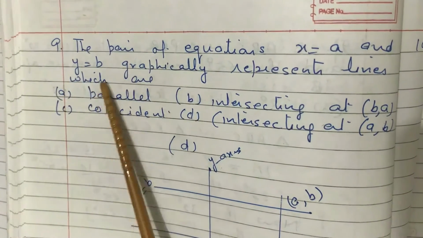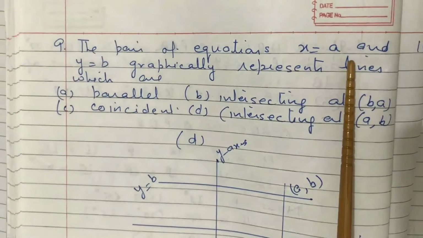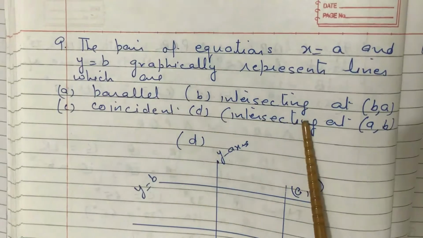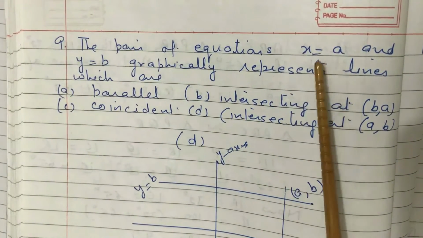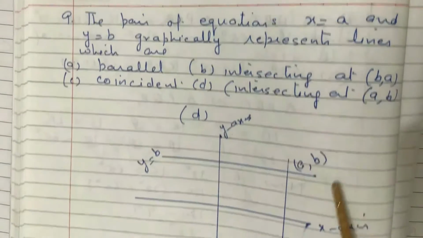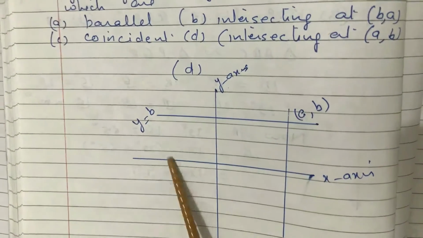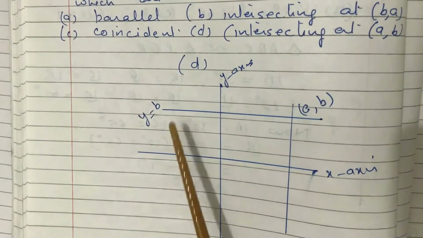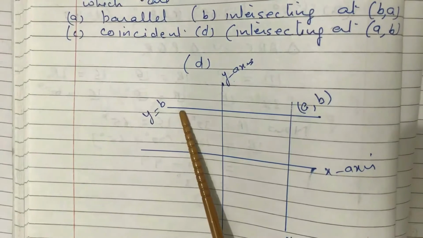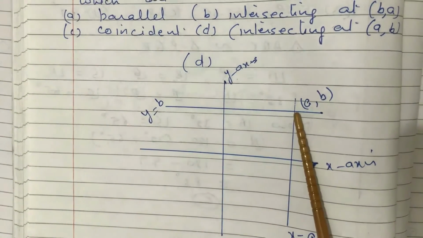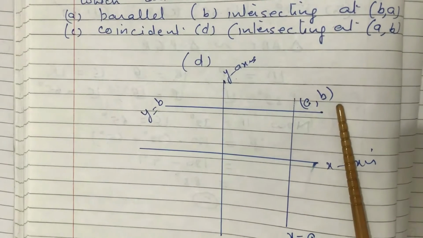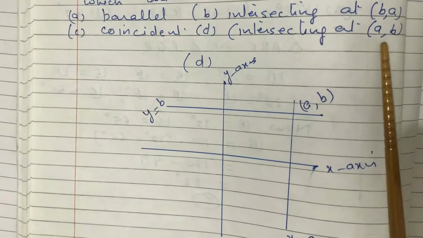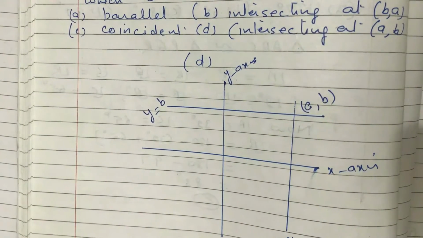Now the ninth question is, the pair of equations x is equal to A and y is equal to B graphically represents lines which are, there are four options. Now I have drawn the graph of x is equal to A and y is equal to B. This is the x-axis, this is the y-axis. This is the graph of x is equal to A and this is the graph of y is equal to B. Both these lines intersect at this point and its coordinates are A and B. So what is the option? D is the option, intersecting at A, B. So D is the option.